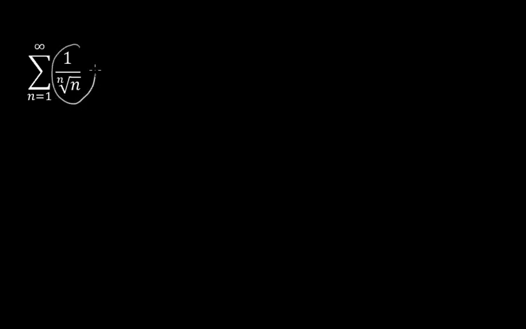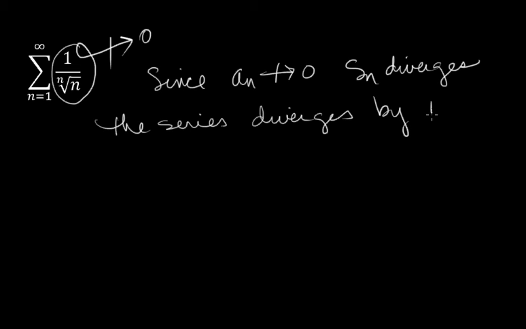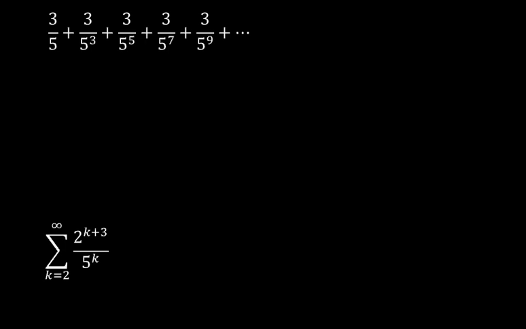Another example, well, we always look at the nth term first, and we see the nth root of n goes to 1, so 1 over the nth root of n does not go to 0. So since a sub n does not have a limit of 0, the sequence of partial sums Sn will diverge, meaning that, of course, the series diverges by the test for divergence. Just put TD.